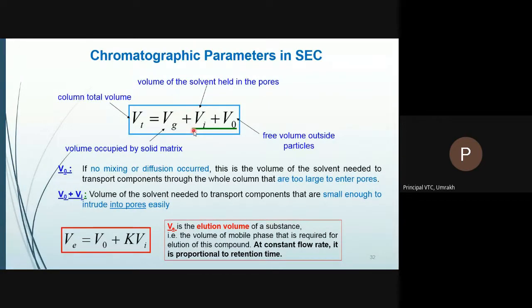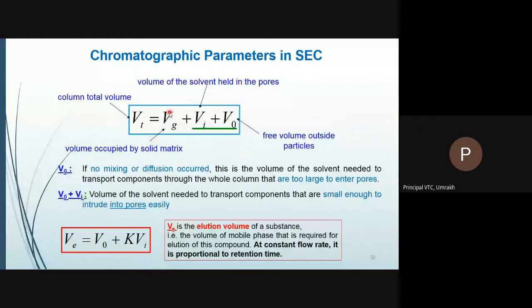Solid matrix occupied volume is Vg. While Vi and V0: Vi is the volume of solvent held in the pores of your particles, and V0 is the free volume outside the particles. So Vt is equal to Vg plus Vi plus V0.